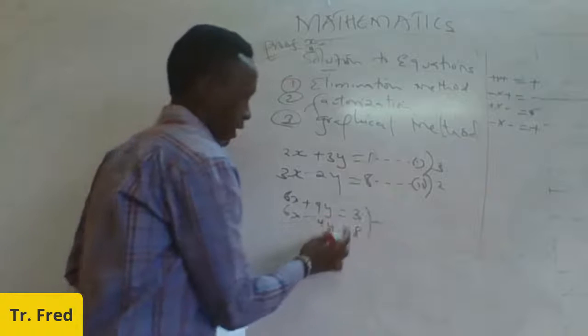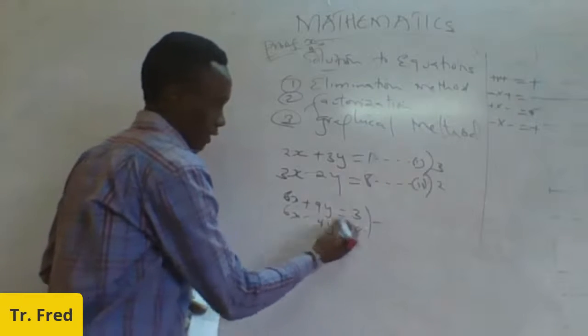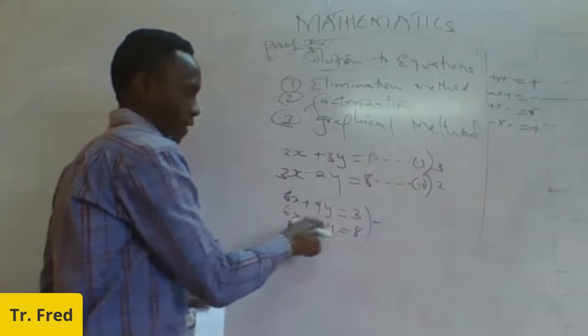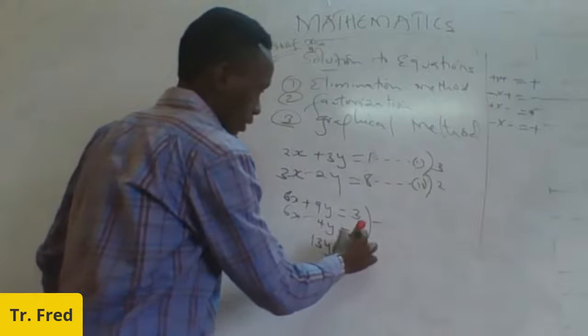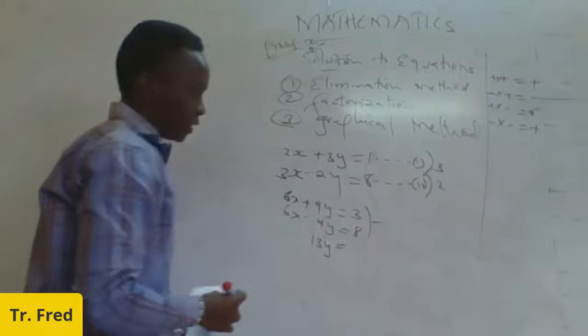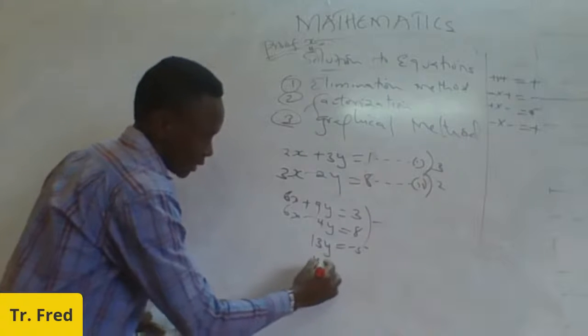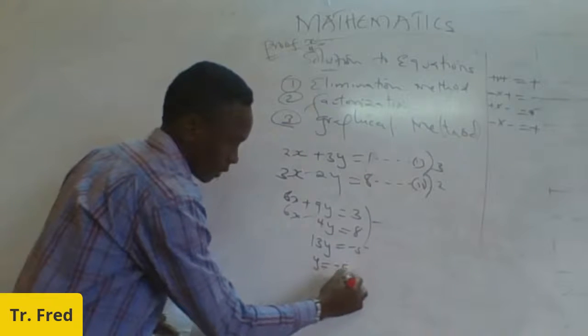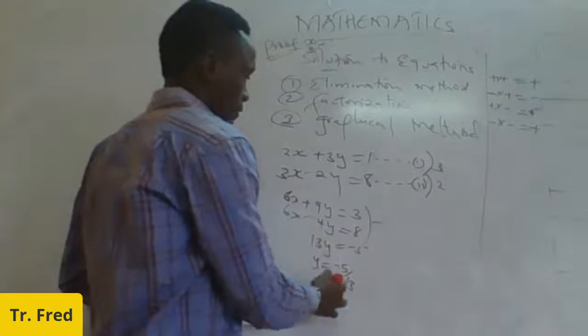Therefore, we expect the answer to be addition. Therefore, this will be 9y plus 4y, which gives us 13y. And 13y will be 3 minus 8, which will be negative 5. Therefore, the value of y will be negative 5 out of 13. Now, what is being left is the value of x.